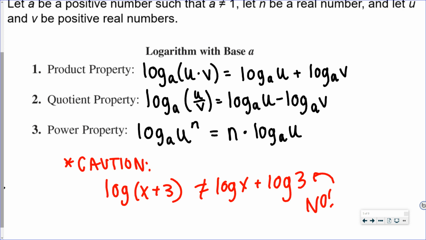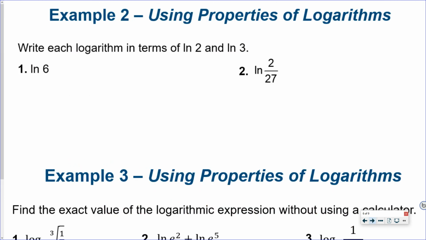Let's try a couple problems. All right, so we're going to use some of these log properties. Here they want us to write each logarithm in terms of the natural log of 2 and the natural log of 3. So here we have the natural log of 6. You have to ask yourself, how can I rewrite 6 in terms of 2 and 3? 3 times 2 or 2 times 3, right? We all agree that the natural log of 6 is the same as the natural log of 3 times 2.